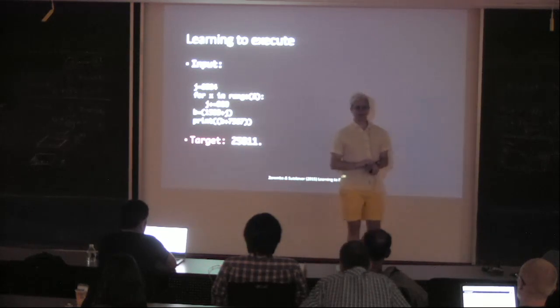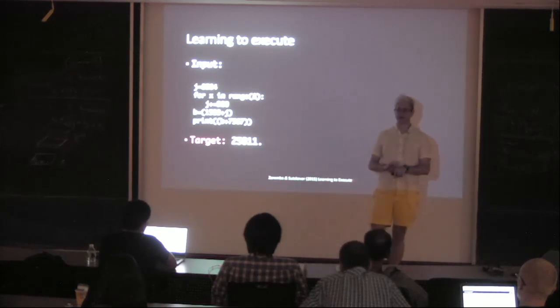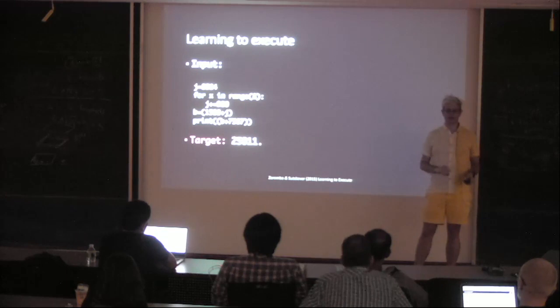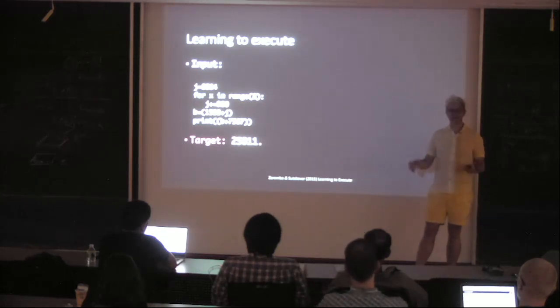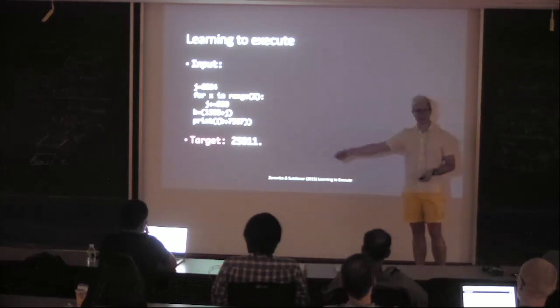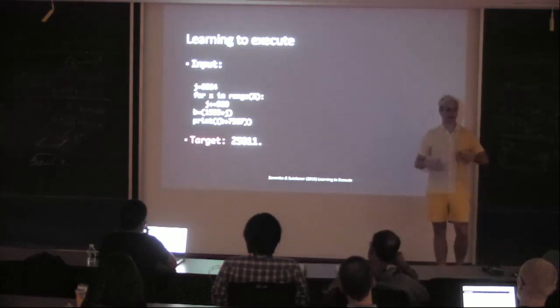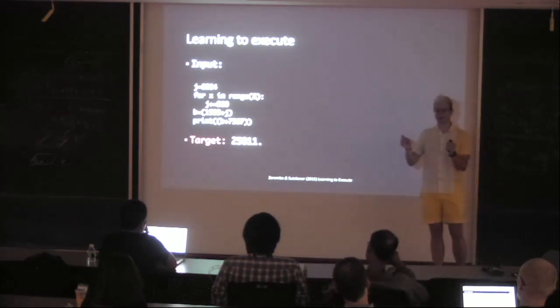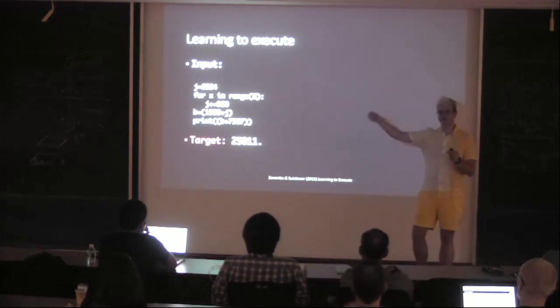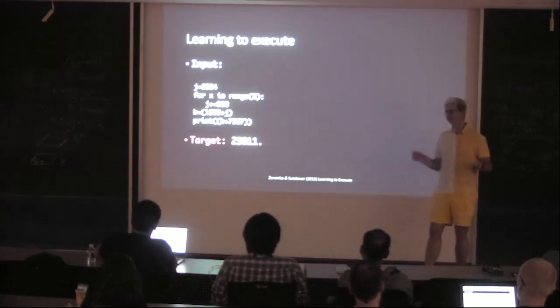So in this case, we learn how to execute a program. It's crazy. You don't even need a compiler. You just have a neural network figuring out the correct output of a program, or maybe you can even put in mathematics. You can put some LaTeX, and it's going to tell you the output of your computation. So this is crazy, I think.